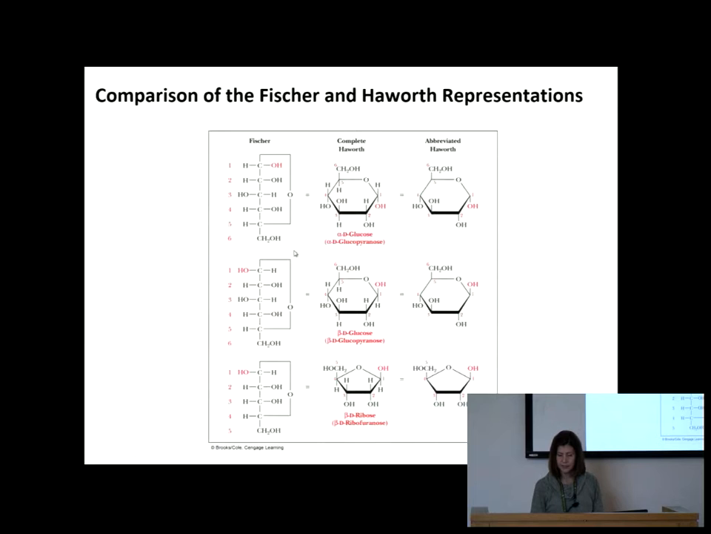And so again, here's our Fischer projection of the cyclized form, and here's our Haworth, and then this is what I'm going to draw, abbreviated. I'm just going to show where the OHs are.